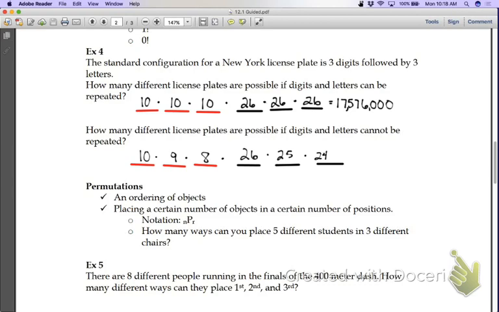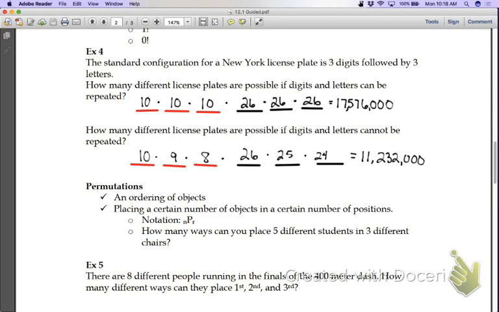So again, like we talked about earlier, just by adding a stipulation, we went from about 17 million down to 11,232,000. Anytime you add stipulations to a scenario, it should lessen that value. Okay? If you have an open run of whatever you can do, that number should be the largest number you deal with. But whenever you put stipulations on things, things are going to change.